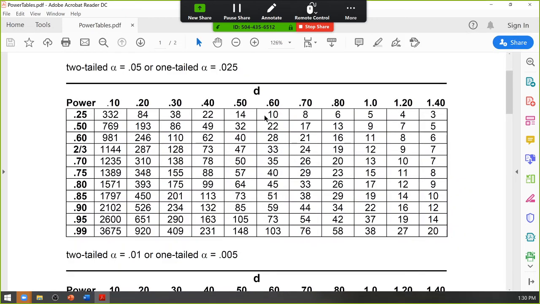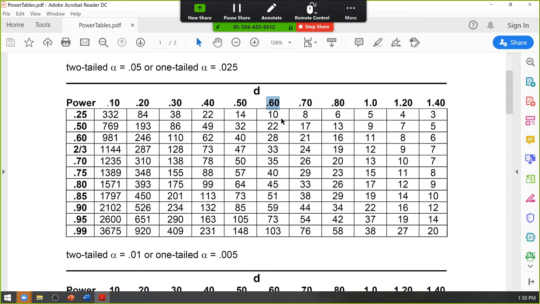This is a table of D units across the top and power going down the first column. The values inside the table are the sample sizes needed per group to achieve that level of power. So here's my column of 0.6. That's the effect size that I'm trying to design a study to be sufficiently powered for.